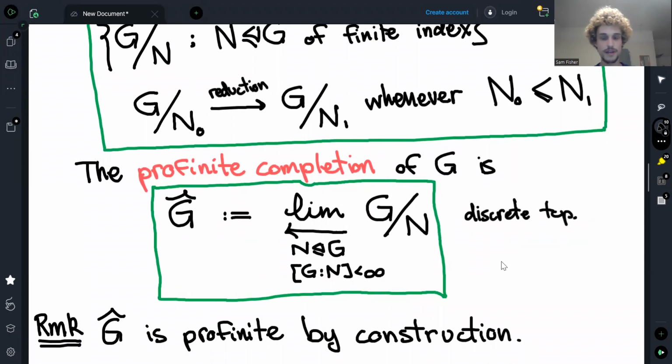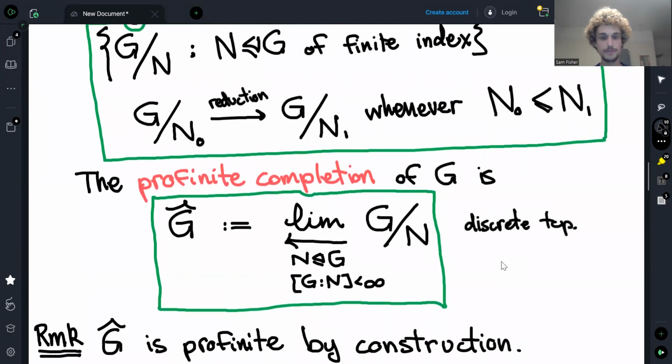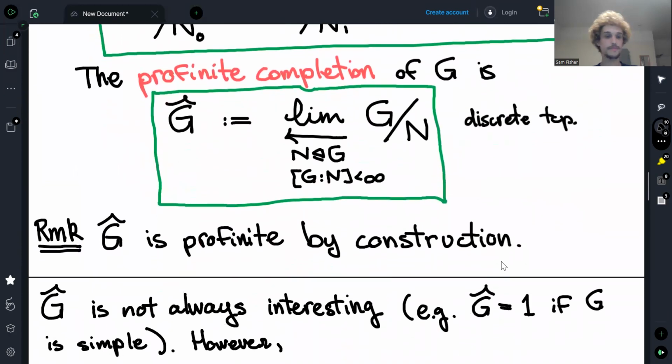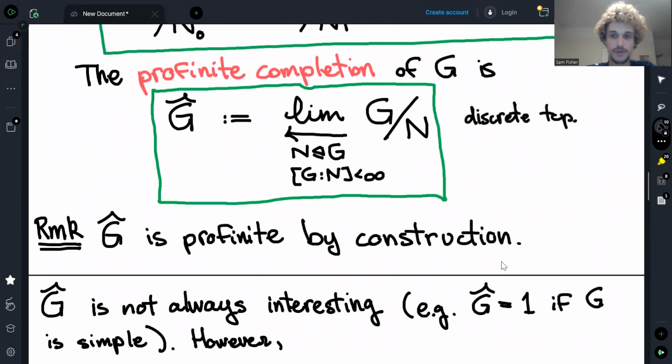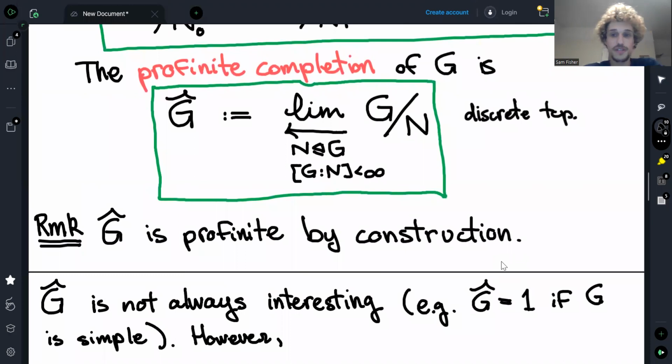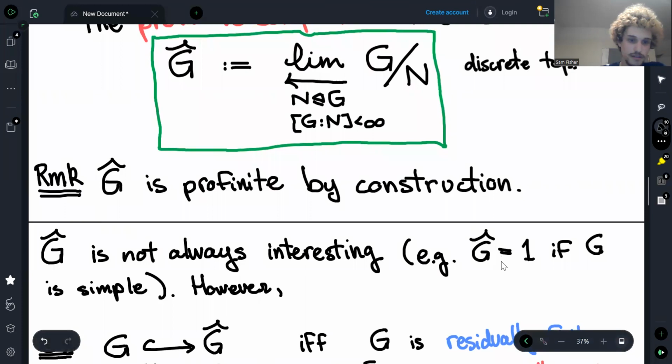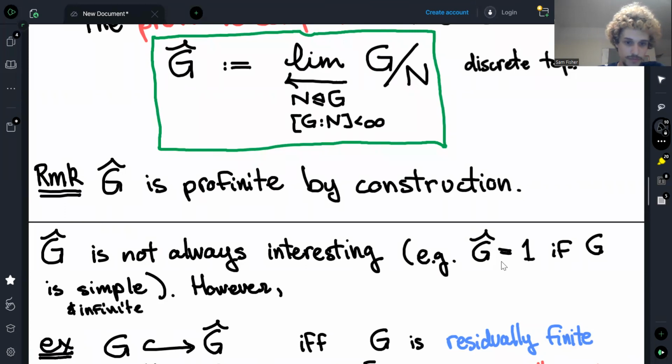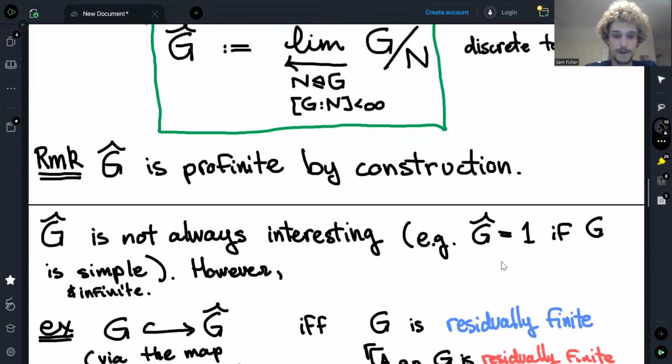And this construction is not going to be interesting for every group, because, for example, if G is a simple group, it's not going to have any finite quotients other than the trivial group. So the profinite completion of a simple infinite group, I should say, I need to add this to simple and infinite. So if you take an infinite simple group, then its profinite completion is trivial. If you take a finite simple group, then the profinite completion is obviously just itself, but that's the same for any finite group.